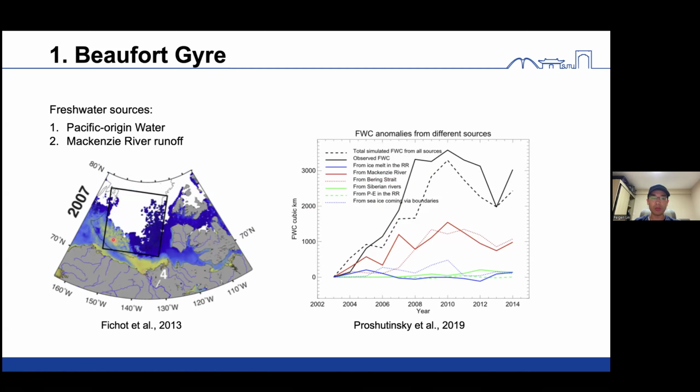And this is an ocean color image from the satellite. And you will see the yellow colors coming into the Beaufort Gyre region. And just keep those in mind. I will revisit here a little bit later.